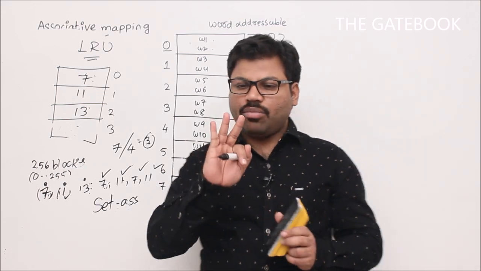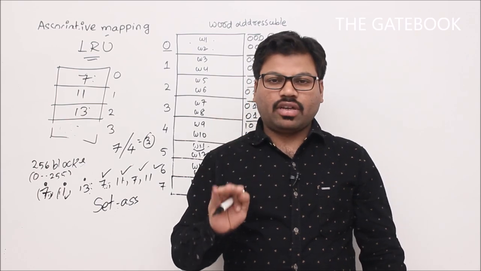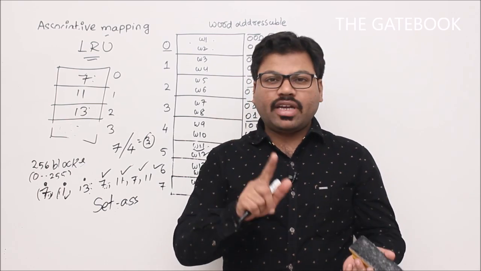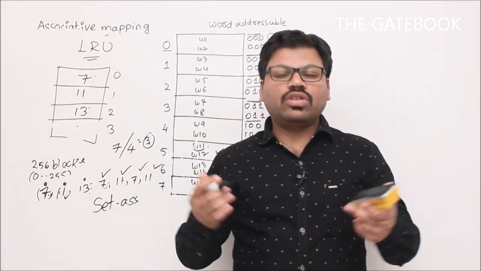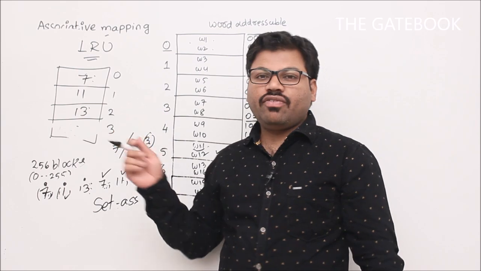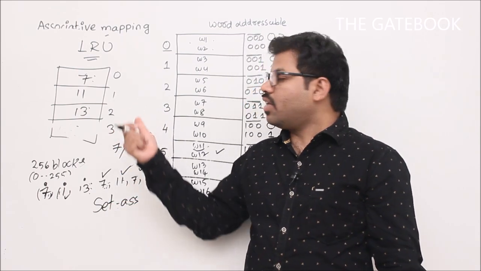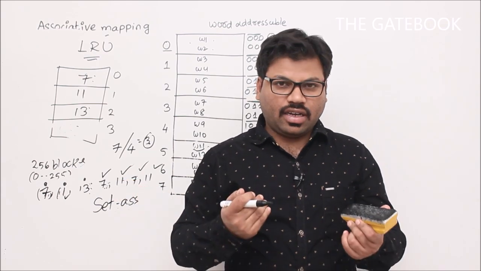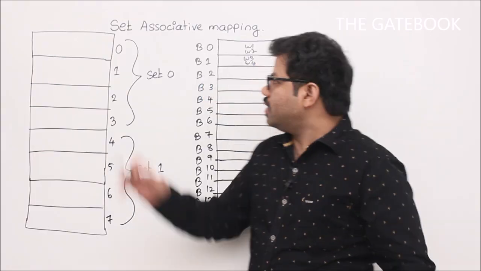So we have 3 models: direct mapping, associative mapping, set associative mapping. Set associative mapping is a compromise between direct mapping and associative mapping. It will have both of the features. What is the main feature of direct mapping? Less hardware, right? What is the advantage of associative mapping? Flexibility, correct? So that cache hit ratio will be improved, right? Now we'll see set associative mapping.